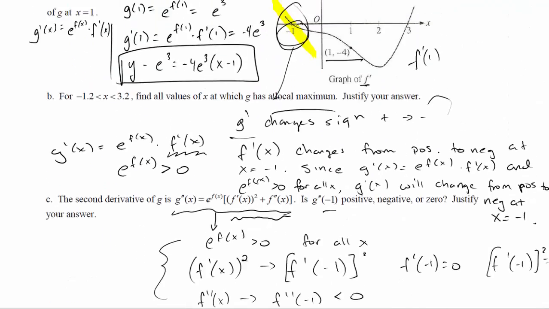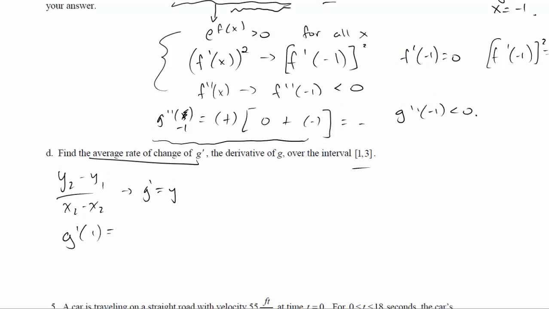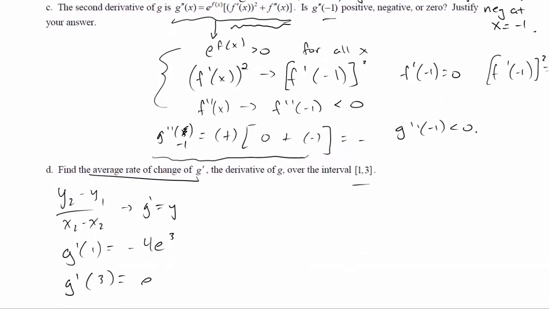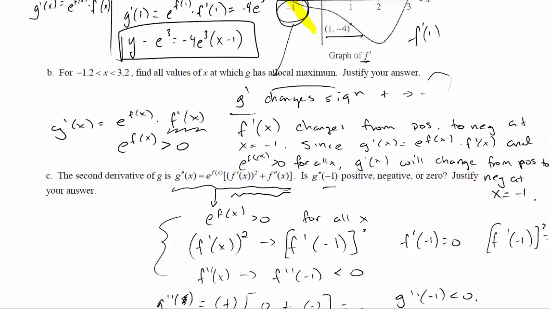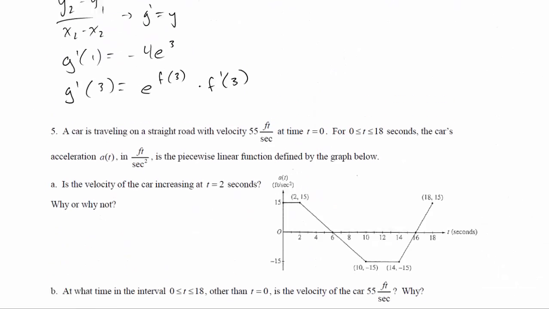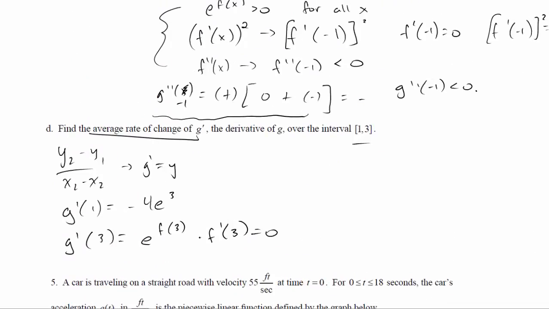Well, I found that in part A, I believe. g prime of 1 was negative 4e cubed. And then what's g prime of 3? Well, g prime of 3 I never did find. So what I have to do here is use the formula for g prime, which I found earlier, e to the power of f of 3 times f prime of 3. And the fact that they use 3 is really important, because if I look back at my graph, at 3, f prime is 0, which makes this whole term equal to 0.